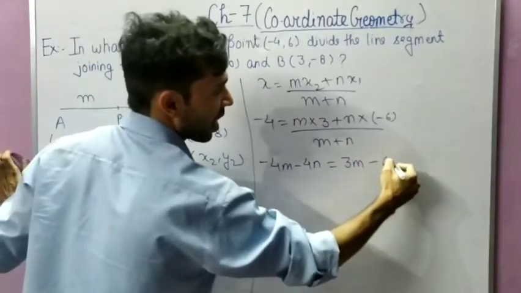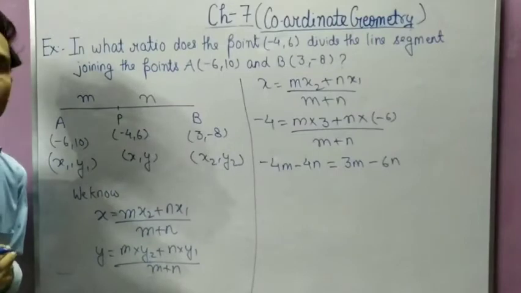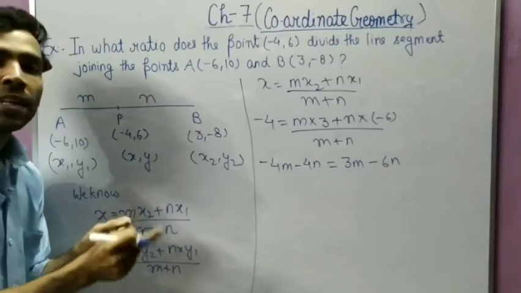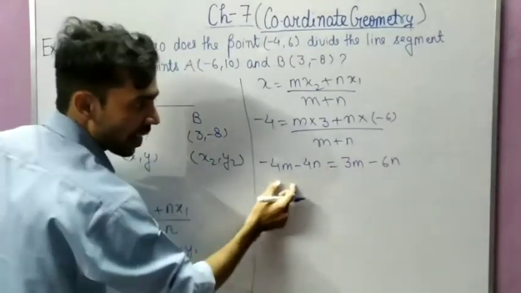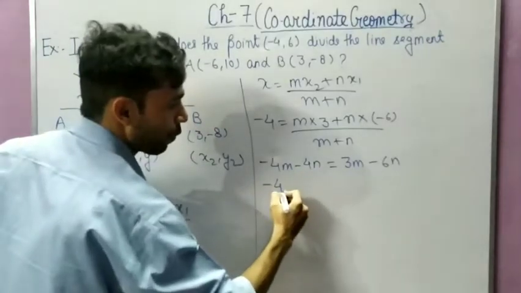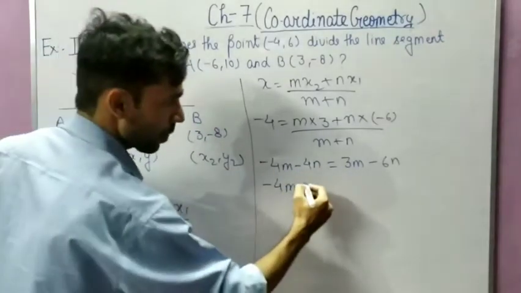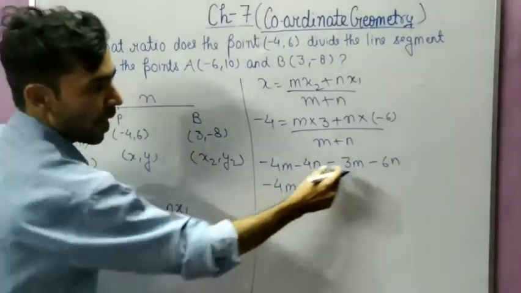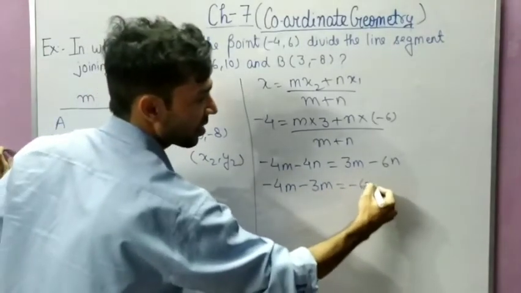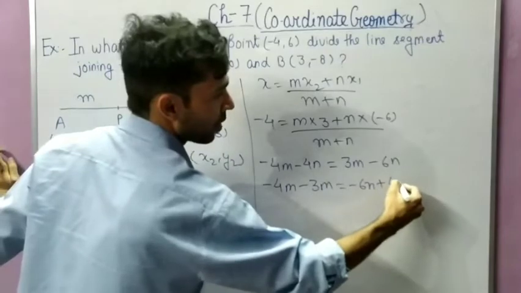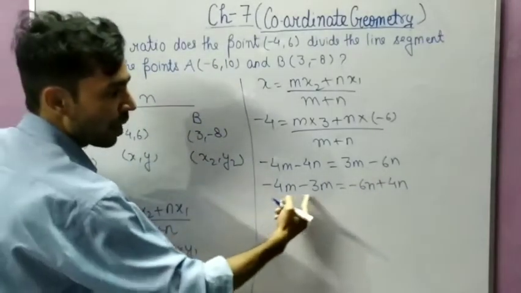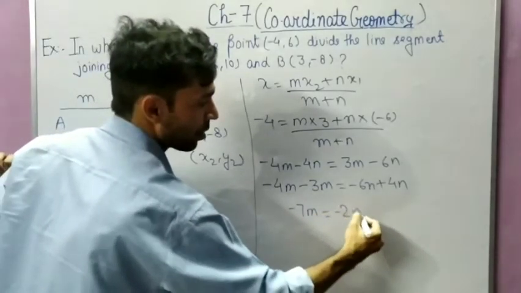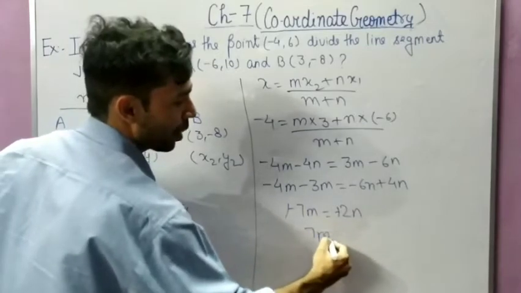Now you place the terms of m on one side and the terms of n on the other side. So I am transferring m to this side and n to this side. So it is -4m minus 3m, and it will be -6n plus 4n. Now -4m and -3m will become -7m, and it will become -2n. So minus minus cancel, so 7m equals what? 2n, na?